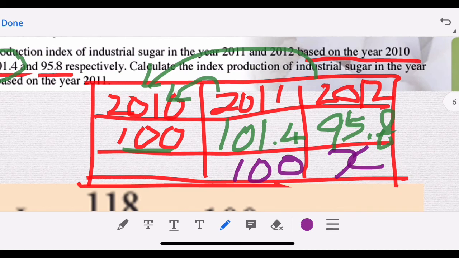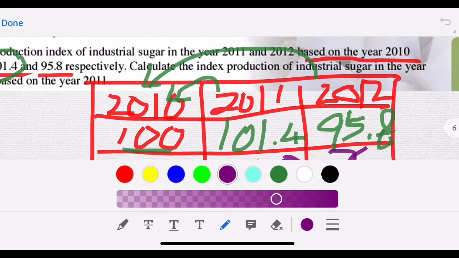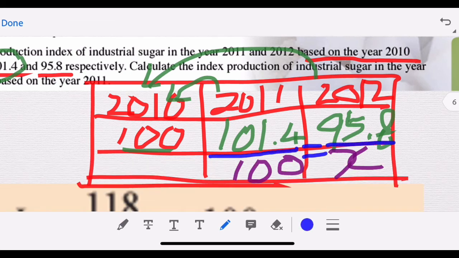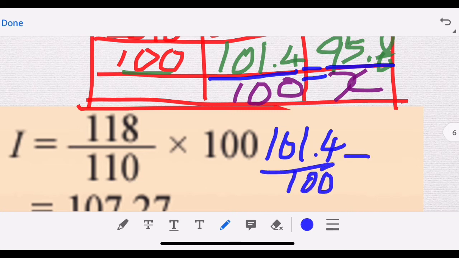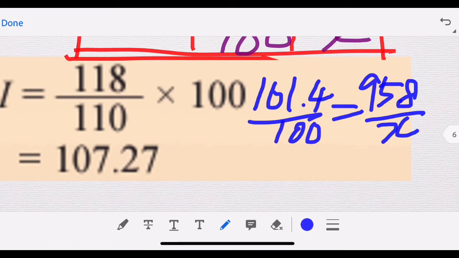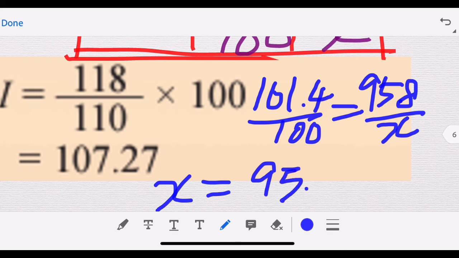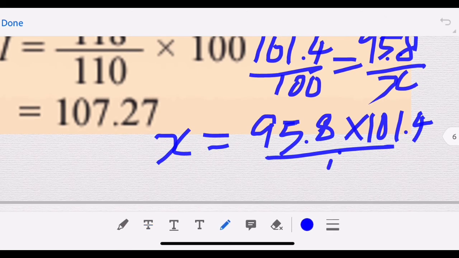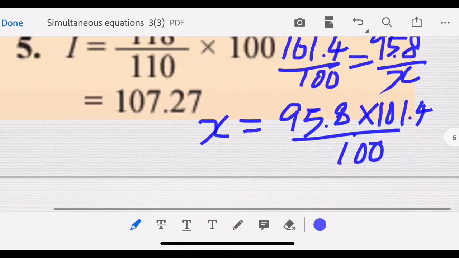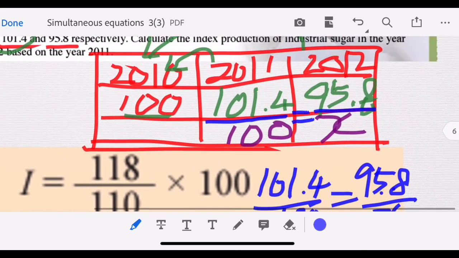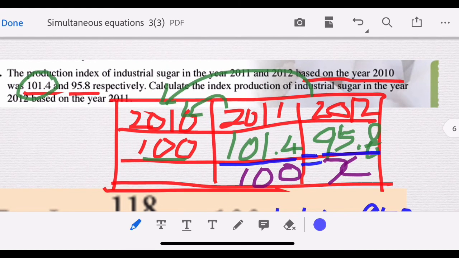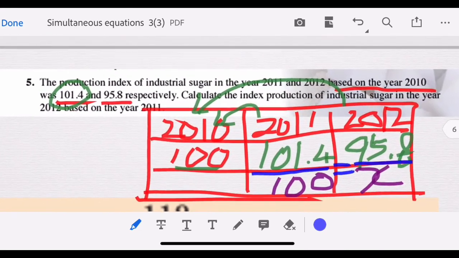So how are you going to do that? As I mentioned to you, you can always convert to an equation easily like this. See, I draw a line to become a fraction, and here equal. So we'll solve it like this. 101.4 over 100 is equal to 95.8 over x. Right, so x will be 95.8 times 100 divided by 101.4. So that is actually how you calculate the price index for the year 2012 based on the year 2011. All right. Okay, I hope that you understand.